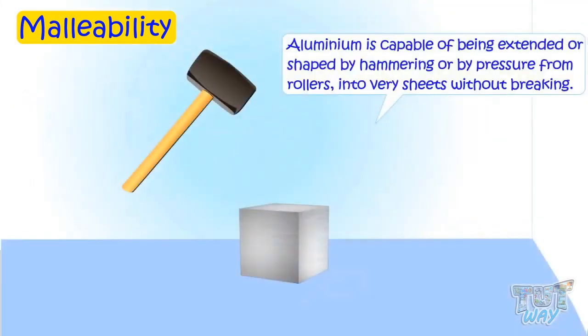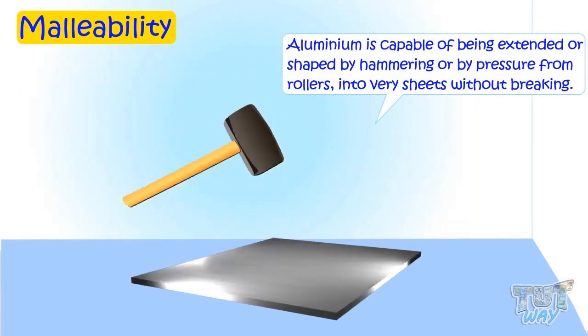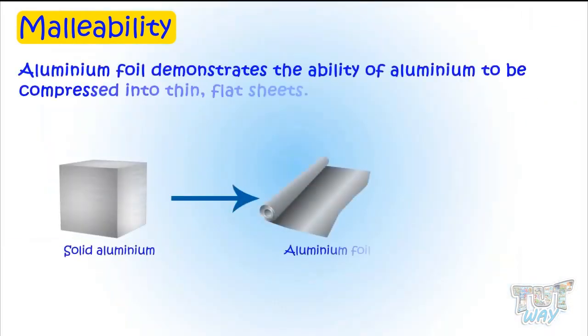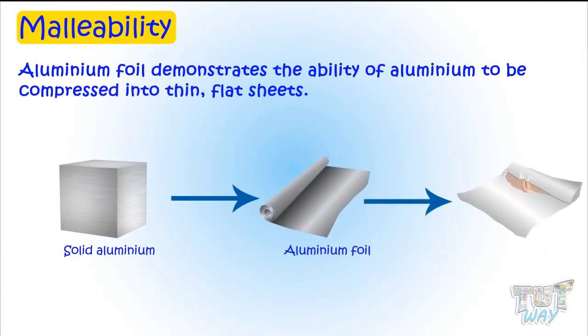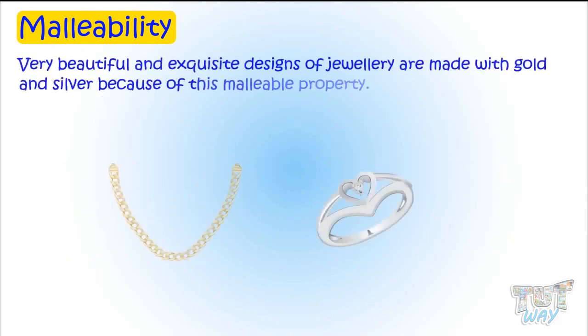Example: aluminum is capable of being extended or shaped by hammering or by pressure from rollers into very thin sheets without breaking. Aluminum foil, that we all use, demonstrates the ability of aluminum to be compressed into very thin flat sheets. Gold, silver, aluminum, and copper are some of the highly malleable metals. Very beautiful and exquisite designs of jewelry are made with gold and silver because of this malleable property.